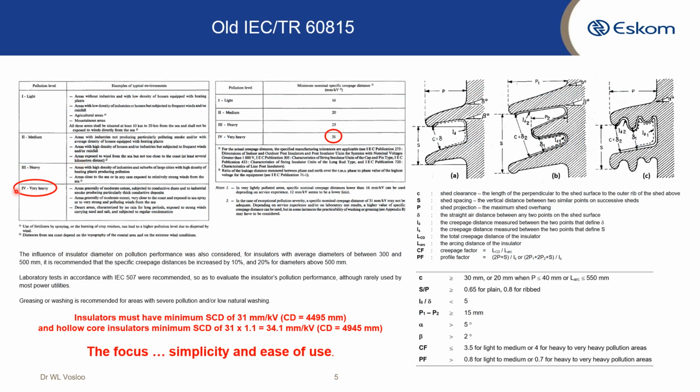Using the old 815, we would have determined that the area is very heavy. We would then take the very heavy and classify it as we need 31 millimeters per kV, and for the hollow cores we need a 10% higher creepage distance. Profile-wise, Eskom would have specified open aerodynamic alternating shed profiles, and the S over P ratio from our field experience we specify as being 1 and larger.